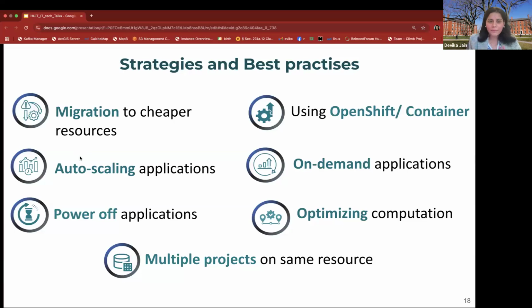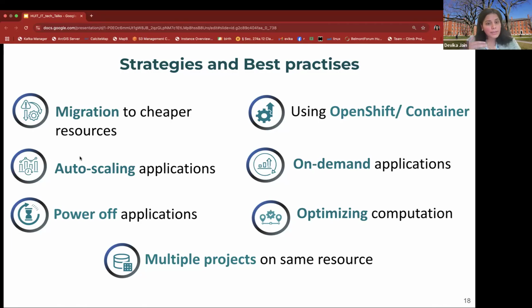Now, moving from the technical part, there was a lot of learning from this project, a lot of strategies and best practices, but I would like to share the key ones which helped us a lot in designing an efficient infrastructure. One of them was migration to cheaper resources. If it is on-demand work, we use our free FASRC cluster. If not, then we use NARC. But it's not one solution for all. It is decided case by case what computing environment, what software, and what tool we have to use.